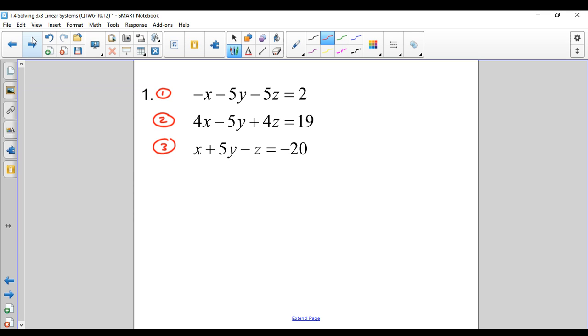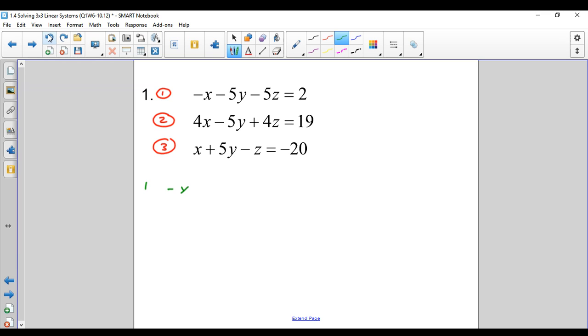Now, I'm looking at the equations. The first thing I look for is, can any of the variables cancel out as is? I see the y's are pretty well set up to cancel out. All right, they're all 5 y's. We got 1 positive, 2 negatives. That's what we need. So what I'm going to do is add 2 equations together. I'm going to do 1 and 3 first. I'm going to add together 1 and 3.